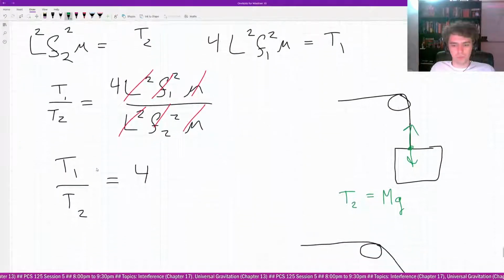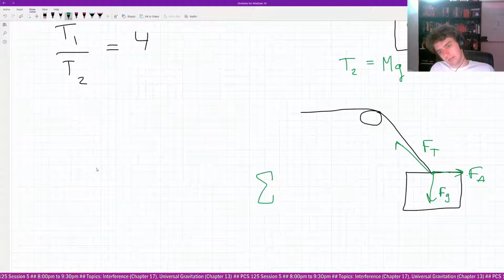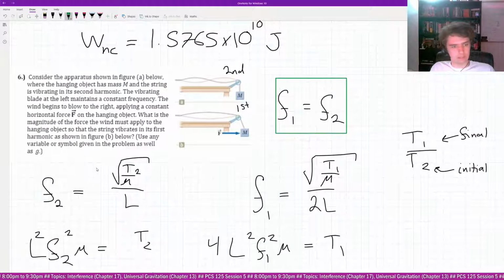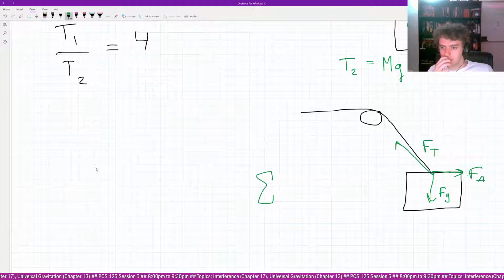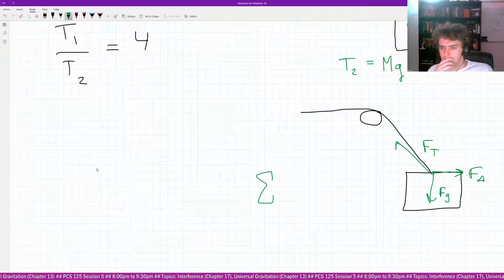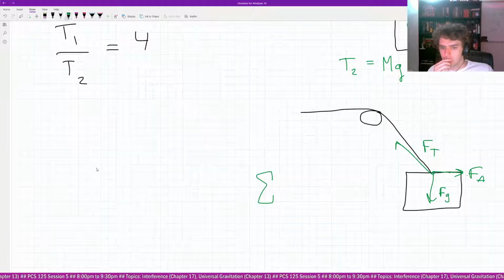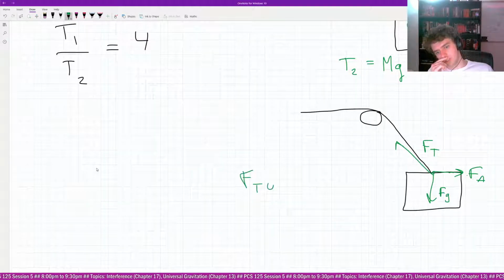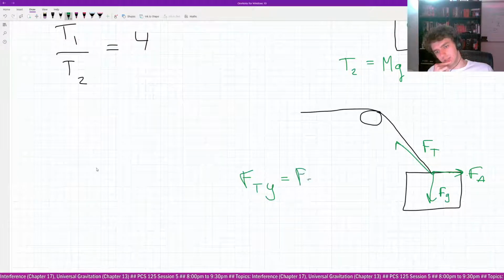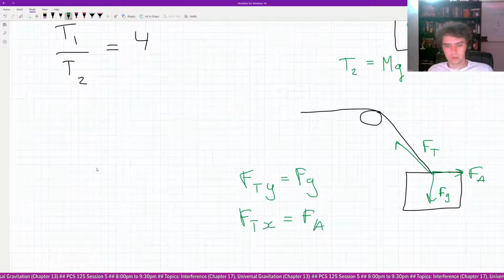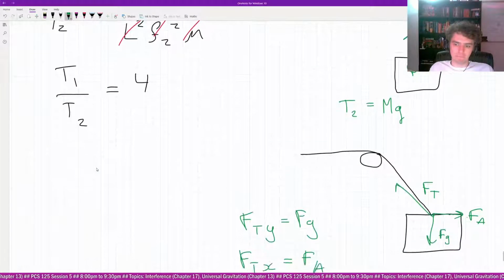You can take the x and y components of the tension force and equate them. We don't know what angle that is, but we'll just say it's theta. No, you wouldn't need the angle. When you equate the components, the x component will be equal to the Fa, and the y component would be equal to the Fg. So force of tension y is equal to force of gravity. Force of tension x is equal to the applied force. Exactly. And now you find the net.